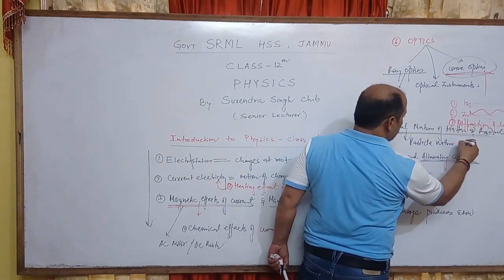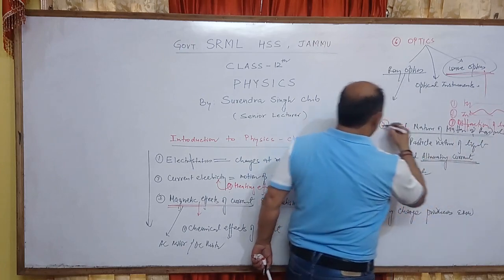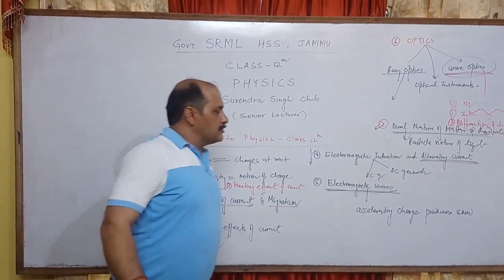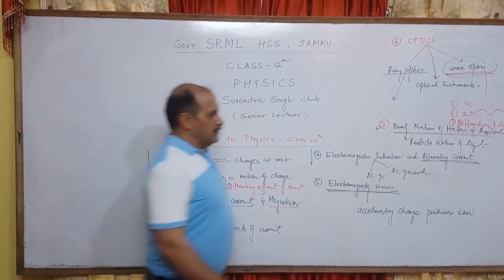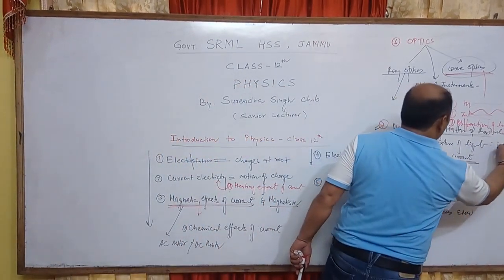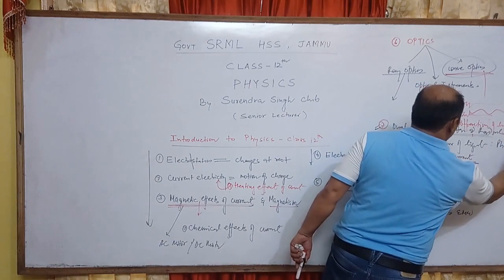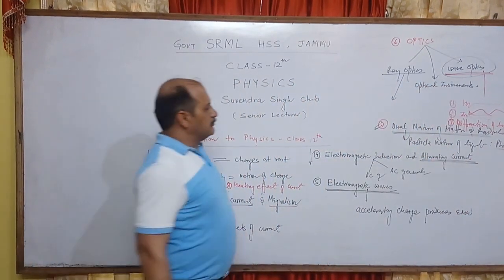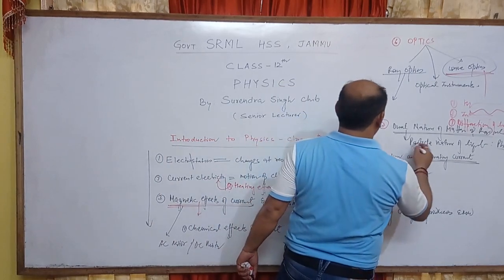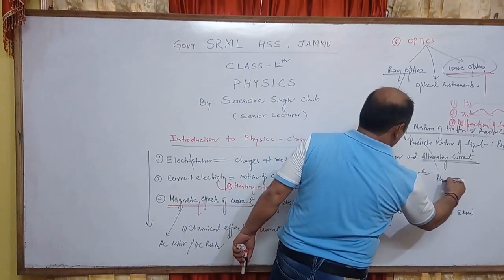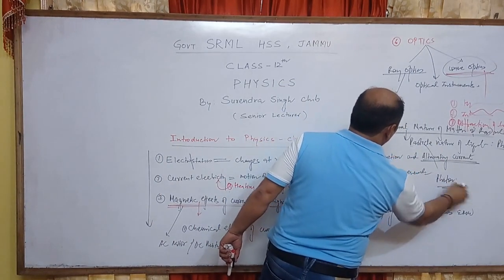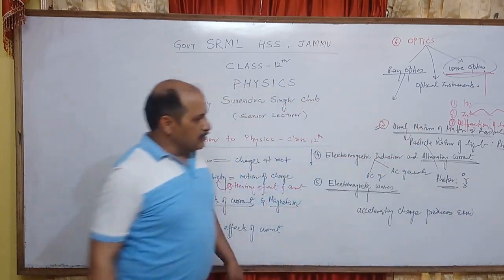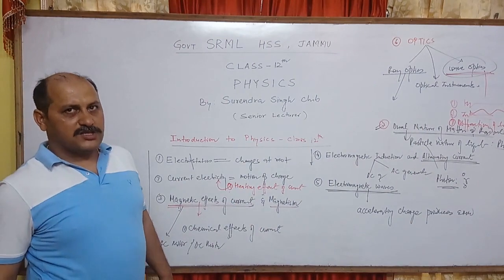Particle nature of light. This is a very interesting lesson. I mean to say photon. What is a photon? The particle of light. The packet of light. This is the symbol. You come across this photon many times in class 12th physics.